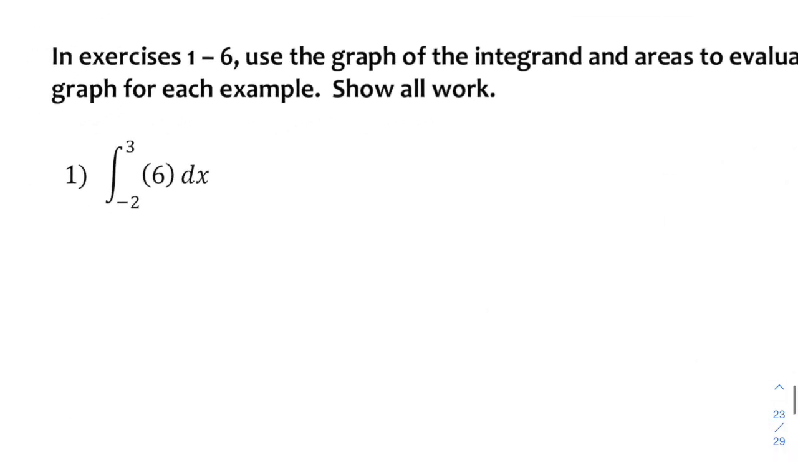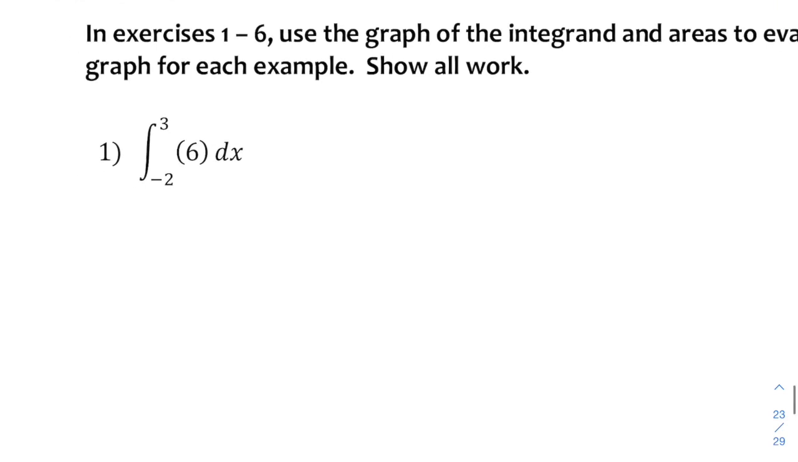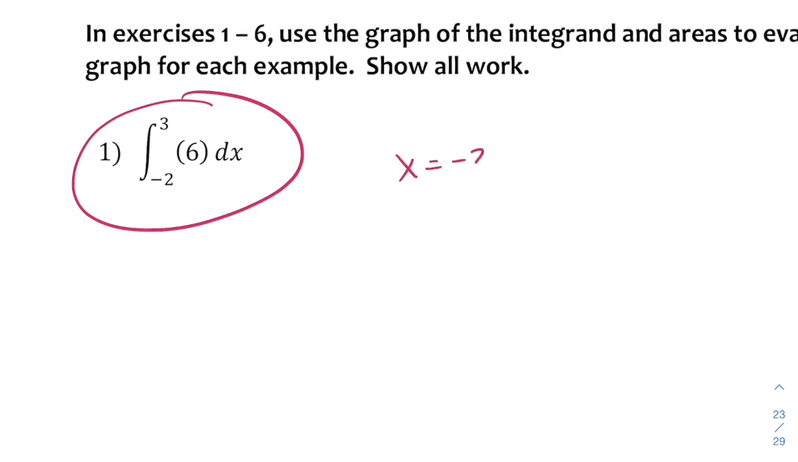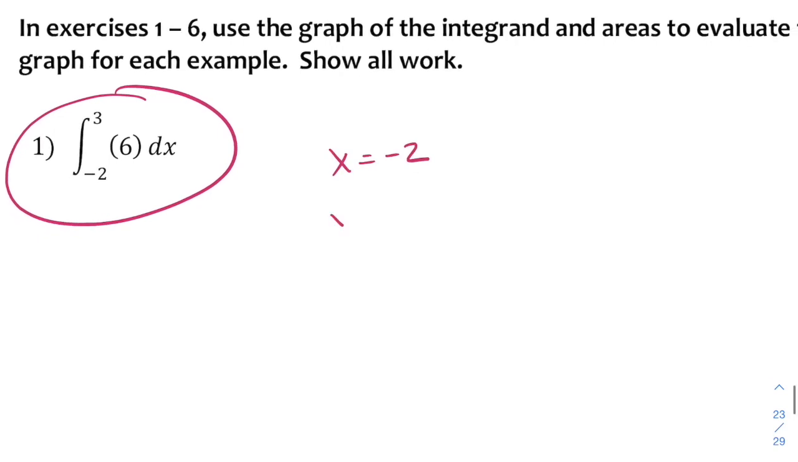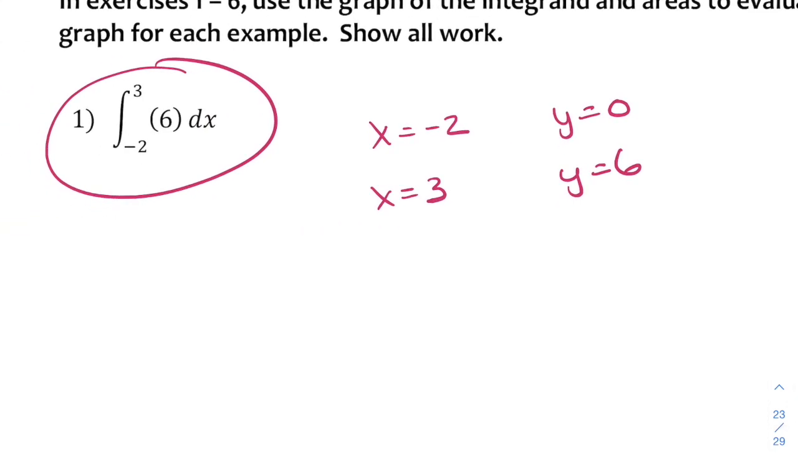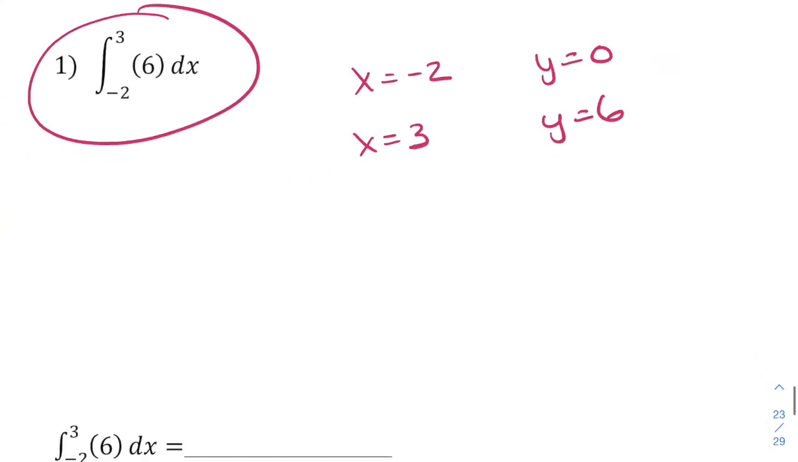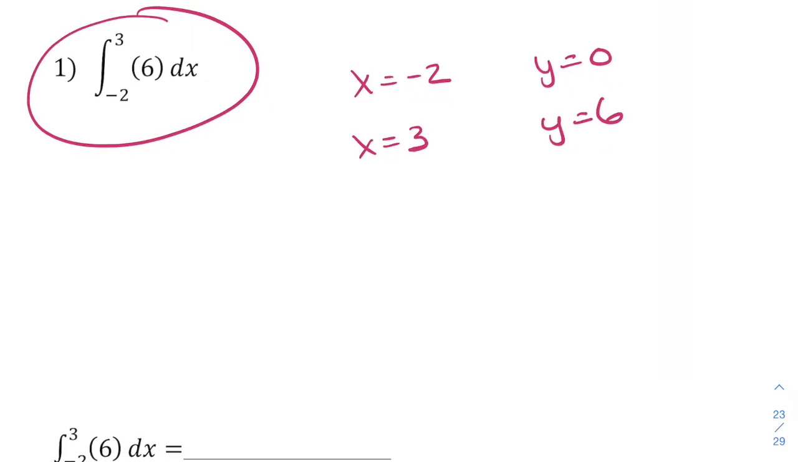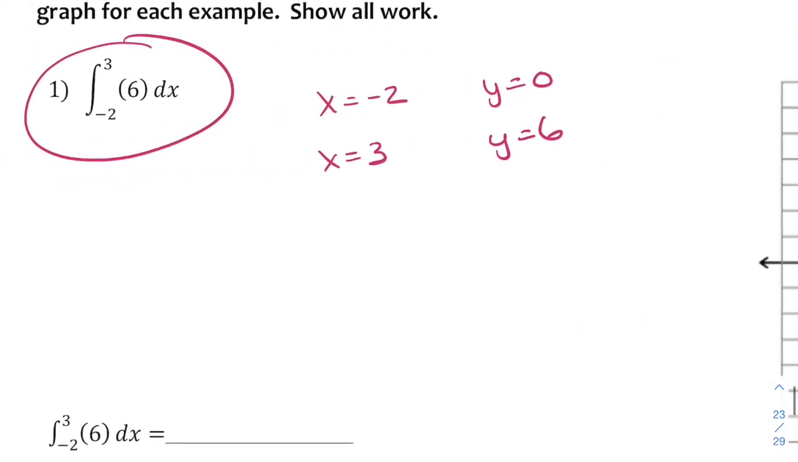For instance, let me just show you the shading for this one. Let me write it out. X equals negative 2 and x equals 3, and y equals 0 and y equals 6. Well, I want it to be between all these things. You can type these in if you want, okay?